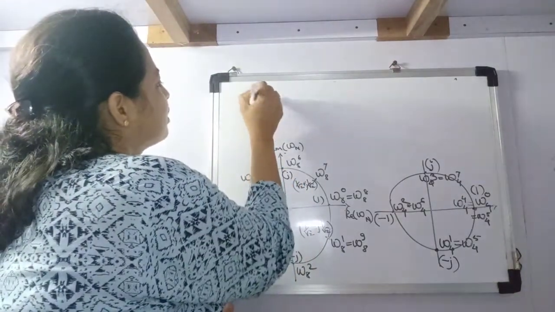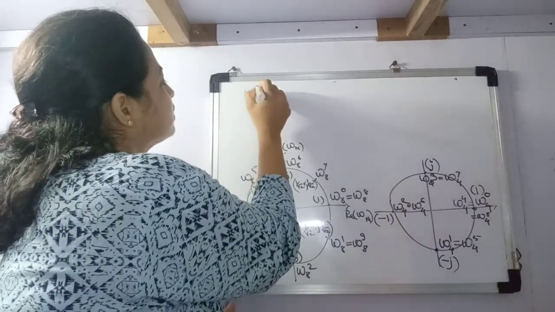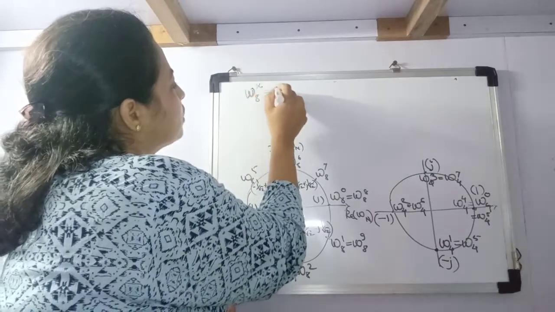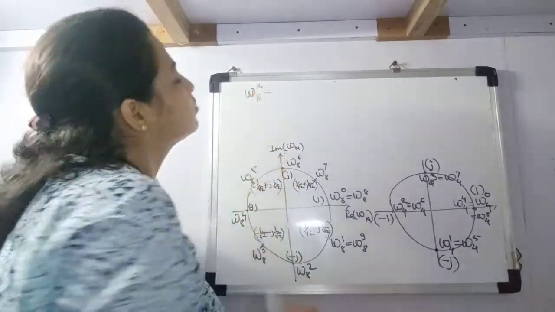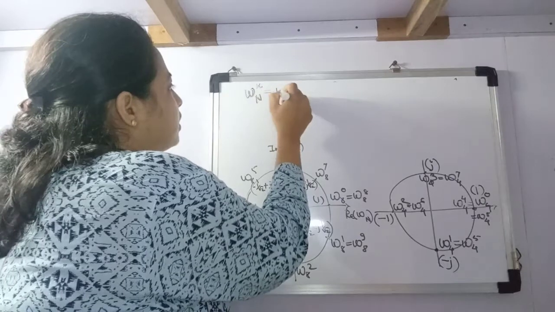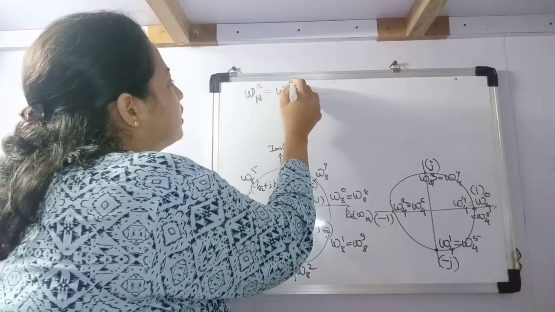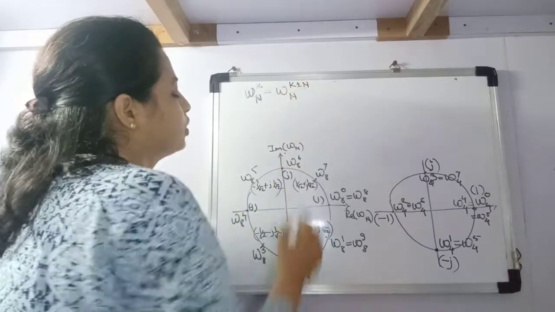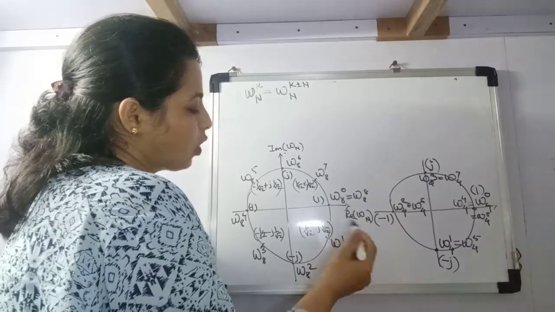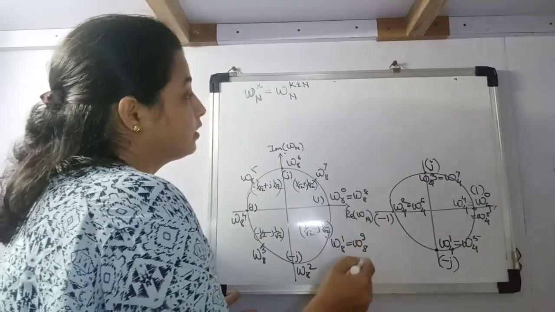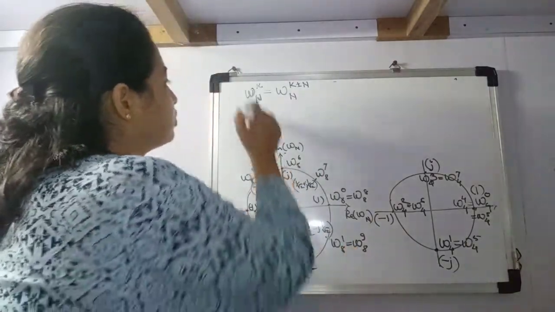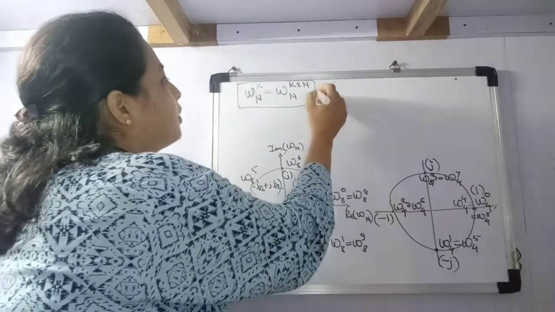We can write this in general terms. Omega n k plus or minus n is equal to omega n k. If you travel from omega 8 9 to omega 8 1, or from omega 8 1 to omega 8 9, plus or minus n is written for this, you are going to get the same value. So this property is called the periodicity property.